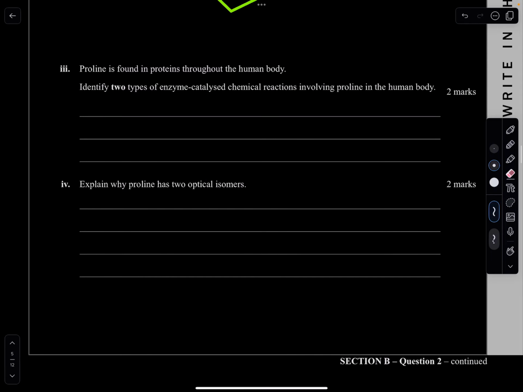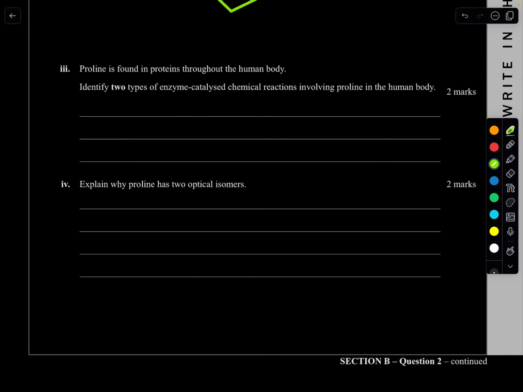Next question. Proline is found in proteins throughout the human body. Identify 2 types of enzyme catalyzed chemical reactions involving proline in the human body. Easy. One of the things that comes up is hydrolysis. When you eat a protein, like chicken, what's going to happen? Your body's going to break it down into its amino acids.